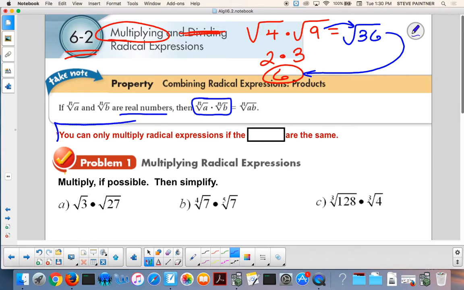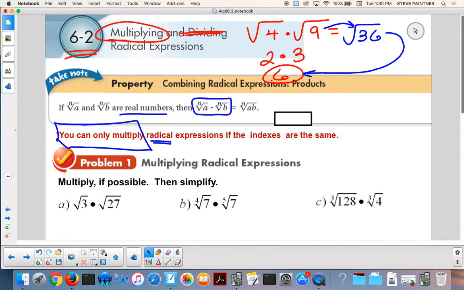So you can only multiply radicals, radical expressions, if the blank are the same. The what? The root. Okay, I didn't write root, just so you know. I wrote what? Index. The indices. Now, listen, you can say roots if the roots are the same, like Travis did, but it's the index. If the index is exactly the same, go ahead and multiply.